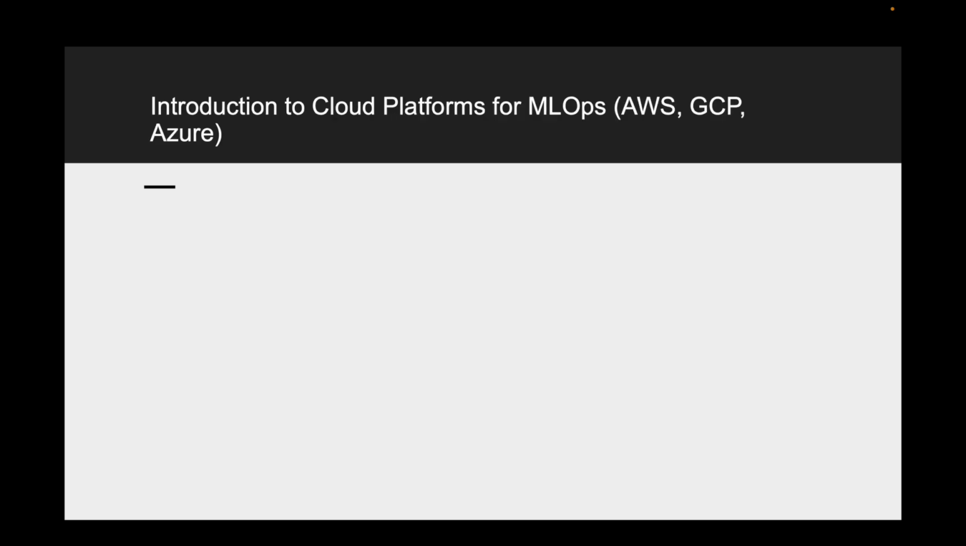We'll look at three different cloud platforms: AWS, GCP, and Azure. Now, cloud platforms provide essential infrastructure for building, training, and deploying machine learning models. Let's compare the key features of AWS, GCP, and Azure for MLOps and discuss how to set up the cloud infrastructure. First, comparing key features of cloud platforms.